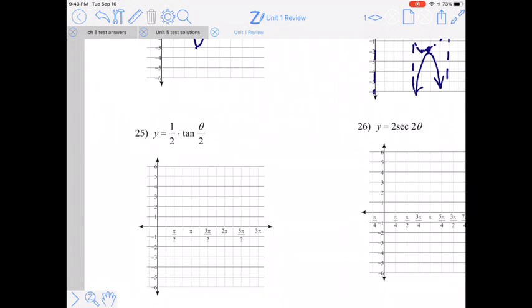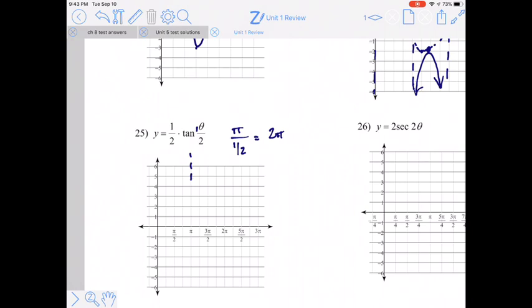Now, tangent has a period that's only pi units. So pi divided by b, in this case b is 1/2, is equal to 2 pi. So the distance between vertical asymptotes has got to be 2 pi.